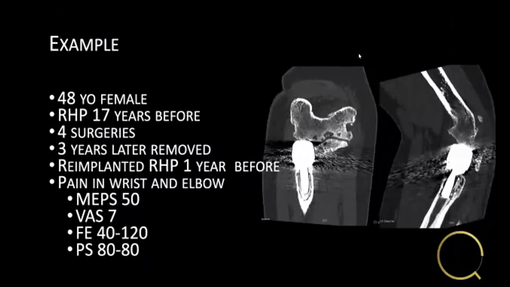So, a 48-year-old female had a radial head prosthesis 17 years before, and had 4 surgeries after that. 3 years after the prosthesis, so 14 years ago, the radial head implant was removed and another surgeon re-implanted one year before we saw her. She had pain in wrist and elbow. Mayo Elbow Performance Score 50, VAS score of 7, flexion extension relatively stiff, pronation-supination well preserved.